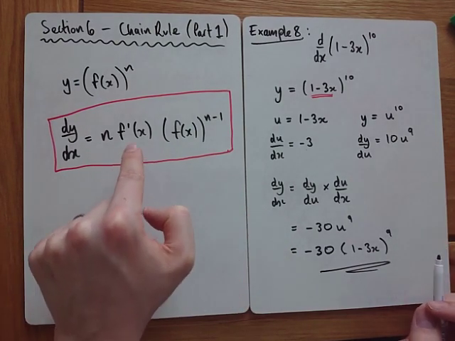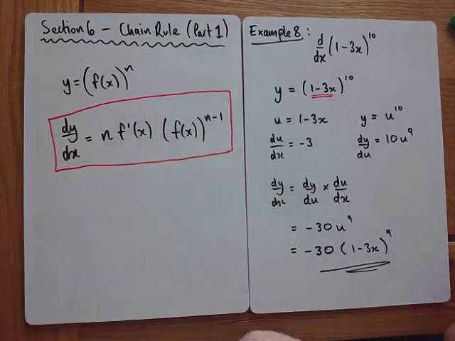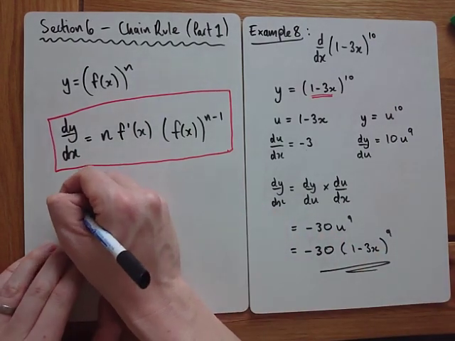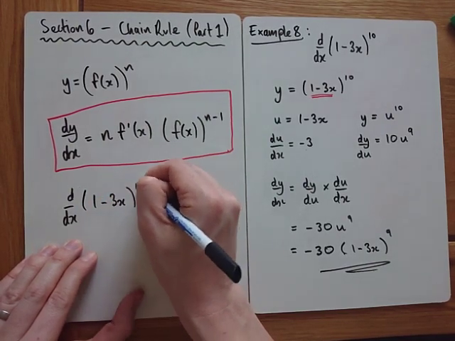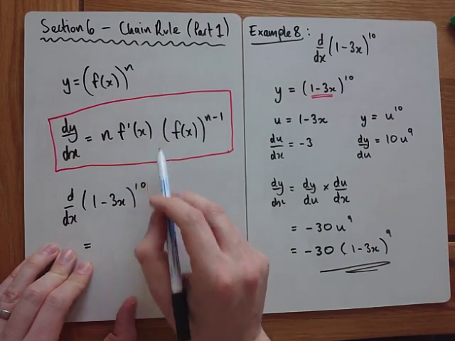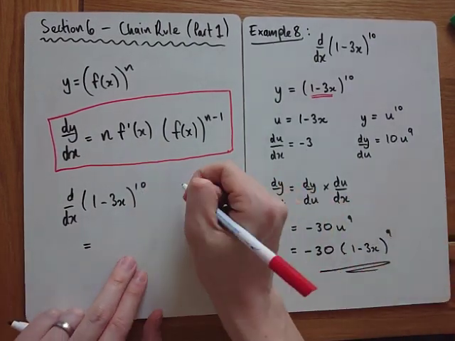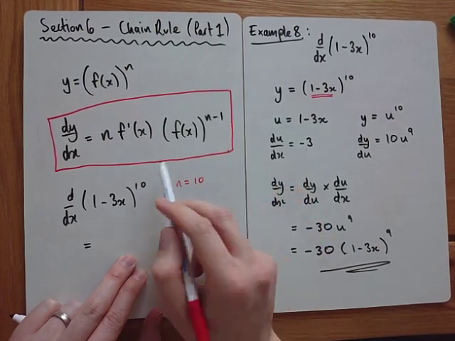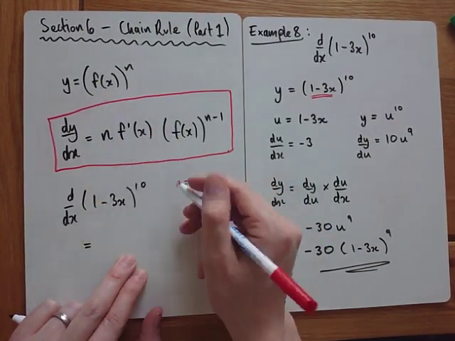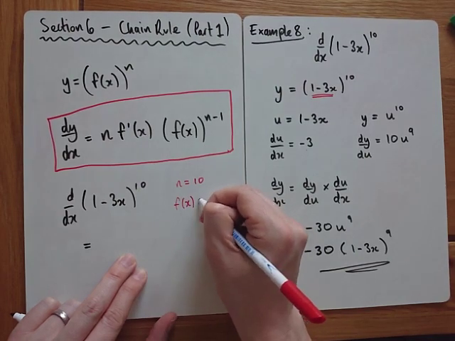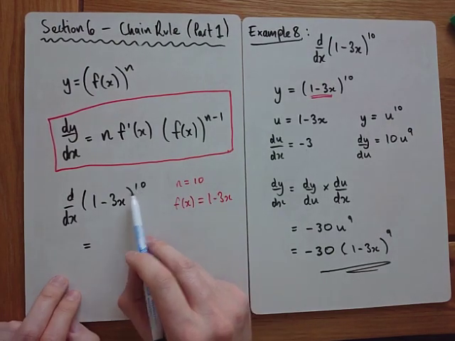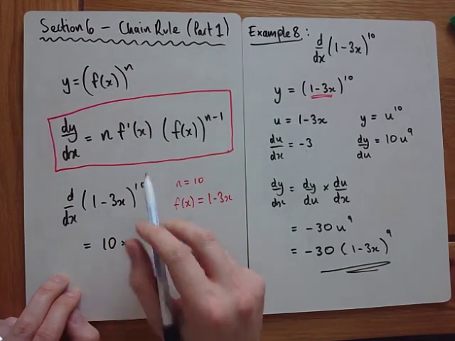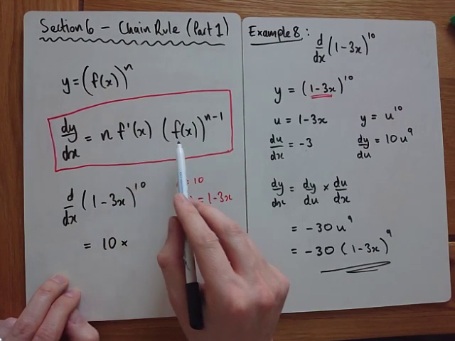But if we wanted to use the shortcut, it'll be a lot quicker, and to be honest, it's better if you get used to using the shortcut. So we could just say d by dx of (1 minus 3x) to the 10. If we follow this pattern, essentially n is equal to 10, and our function inside is equal to 1 minus 3x. So we'll times by the power, which would be 10. We also have to times by the derivative of what's inside.